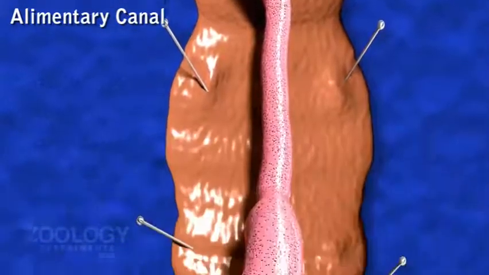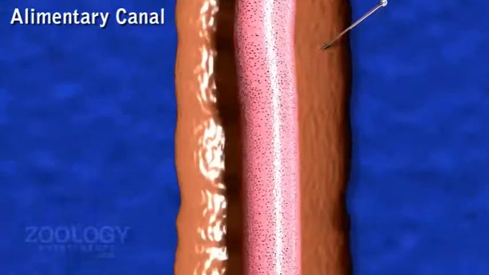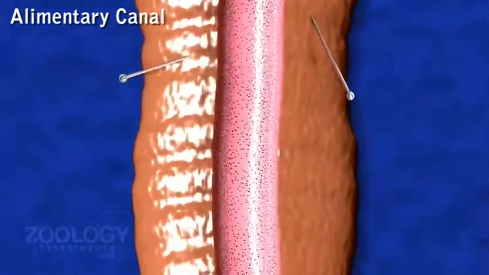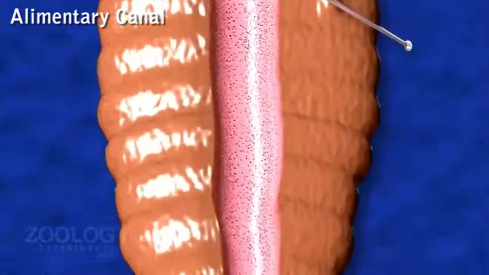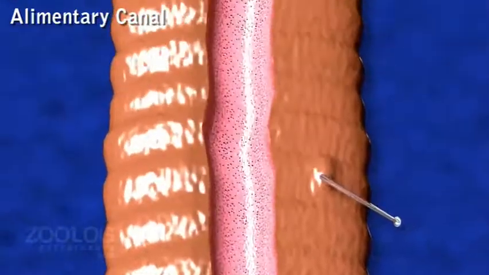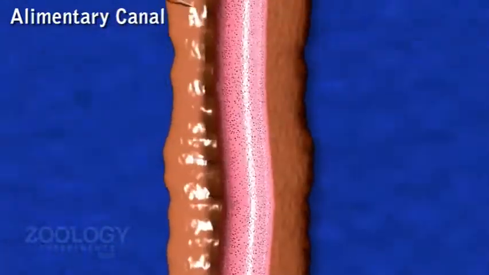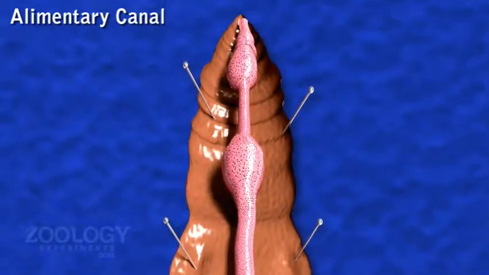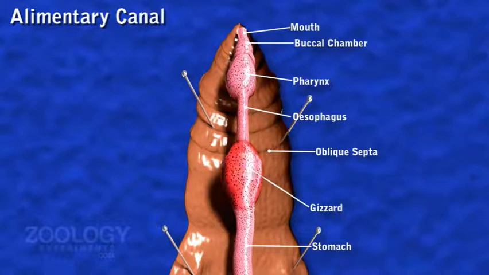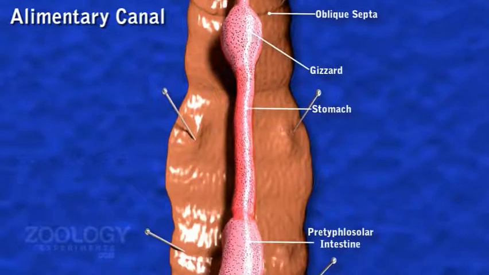Pheretima posthuma has a complete and straight alimentary canal running along the entire length of the body. Mouth and anus constitute its anterior and posterior openings respectively. It is functionally regionated into various parts which are buccal chamber, pharynx, esophagus, gizzard, stomach, and intestine.